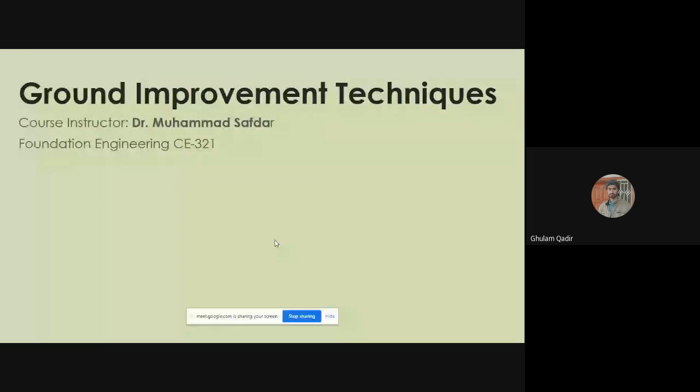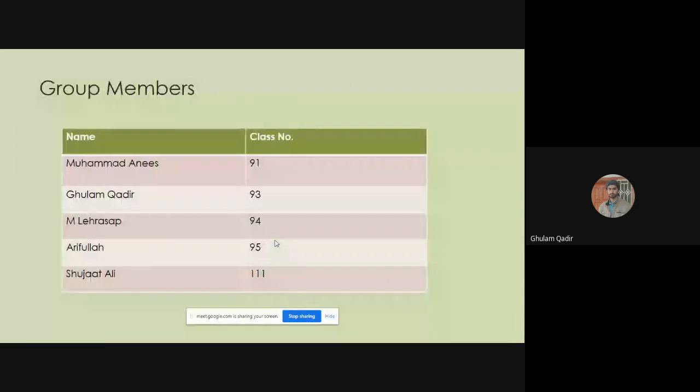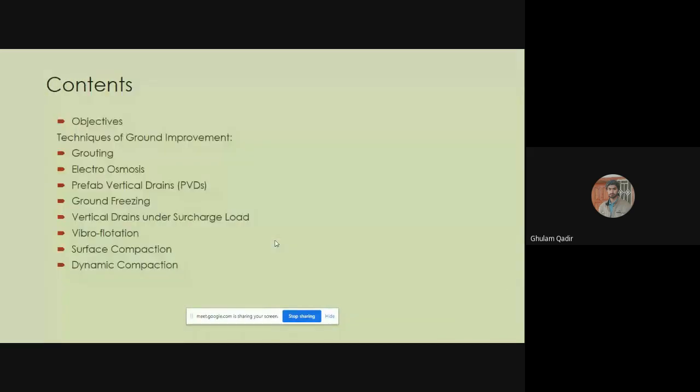Bismillah ir-Rahman ir-Rahim. My name is Ghulam Qadar, and today the topic of my presentation is ground improvement techniques. My group members are Muhammad Anis, Muhammad Larasuf Khan, Arifullah, and Shujat Ali. What are the contents of my presentation today? The objectives of ground improvement techniques, and what techniques we use for the improvement of the ground.